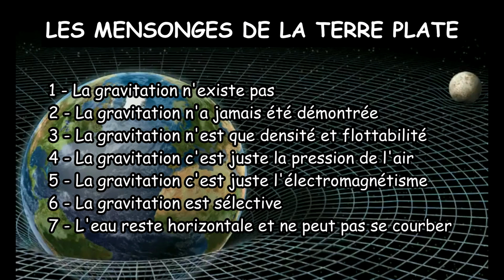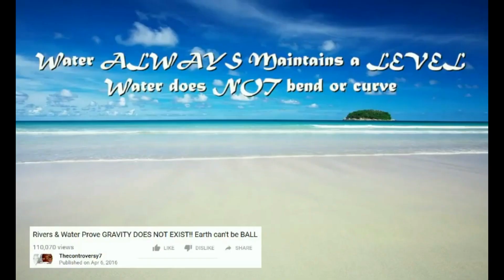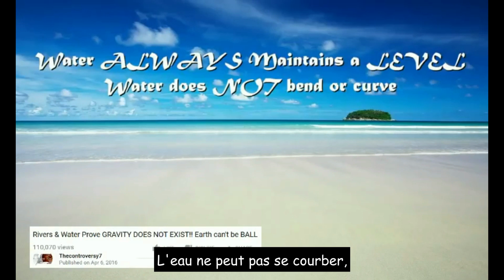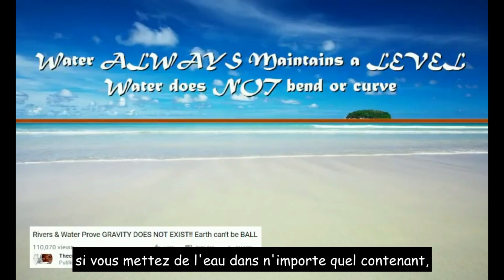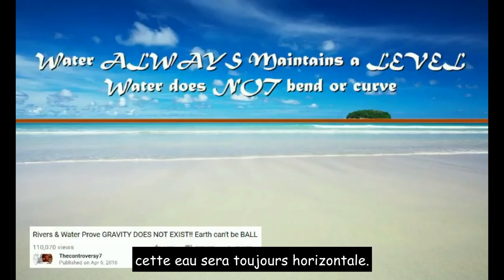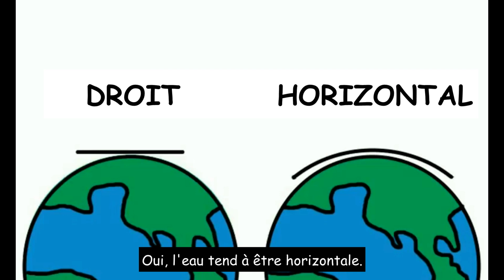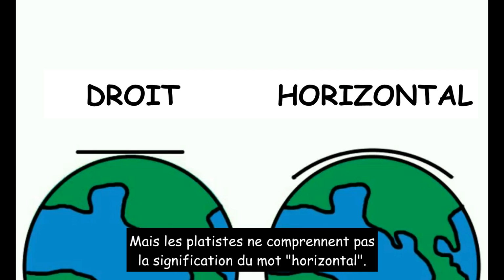Number 7. Water finds its level. Water does not bend. Water always remains leveled. No matter what you do, no matter how far you go, if you put water in any type of container, that water is always going to be leveled. Yes, water does find its level, but flat earthers are confused about the meaning of the word level.